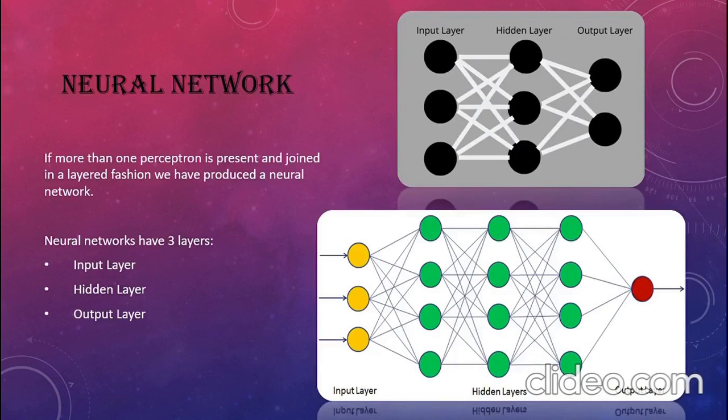So what is a neural network? If more than one perceptron is present and joined in a layered fashion, we have produced a neural network. The output for the first layer becomes the input for the second layer, and so on until the output layer sums up the total activation. The total activation is the confidence level of the network for its final decision.